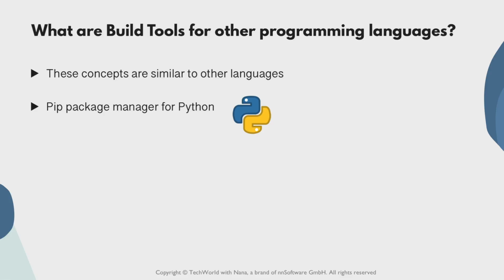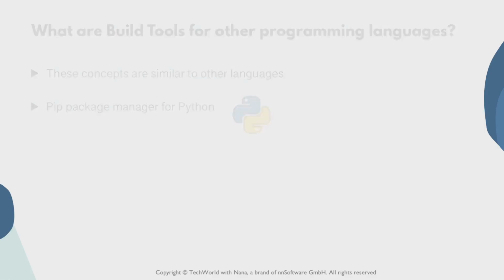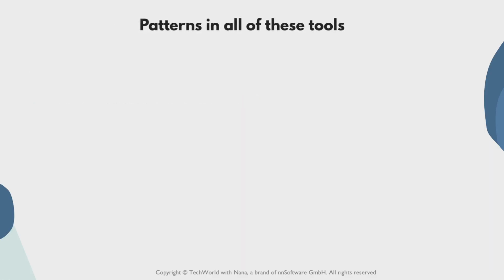And if you want to run the Python application, you package the Python app in a compressed file, zip or tar, unpack on the server, install the dependencies, and start the application from the unpacked folder. So as you see, there are some patterns in these tools.